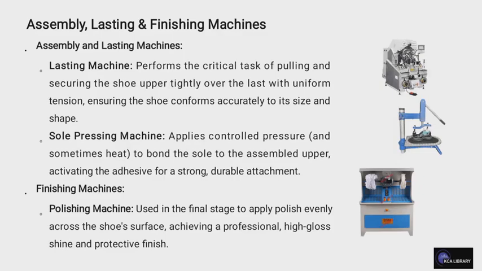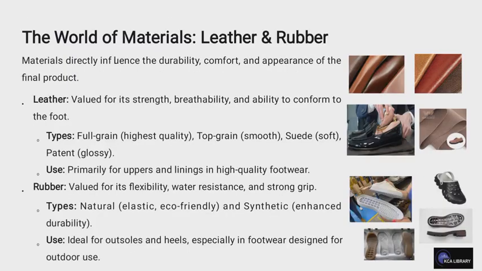Another is the sole pressing machine, which applies controlled pressure and sometimes heat to bond the sole to the assembled upper, activating the adhesive for a strong, durable attachment. The last is the finishing machine, which is the polishing machine, used in the final stage to apply polish evenly across the shoe surface, achieving a professional, high-gloss shine and protective finish.